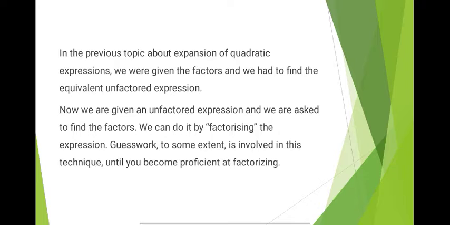So we are factorizing the expression, and it says here guesswork to some extent is involved. So while doing this, maybe sometimes we need to do some kind of guessing. You will know later. But the moment you get used to it and become proficient, you will be able to do it really well, and minimize the guesswork. So let's move on.